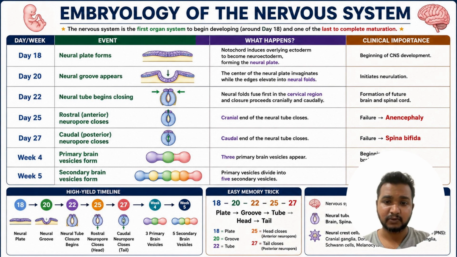Moving into week 4, the developing brain enlarges and forms the 3 primary brain vesicles. Then, during week 5, these further develop into the 5 secondary brain vesicles, which eventually give rise to all the major parts of the adult brain.